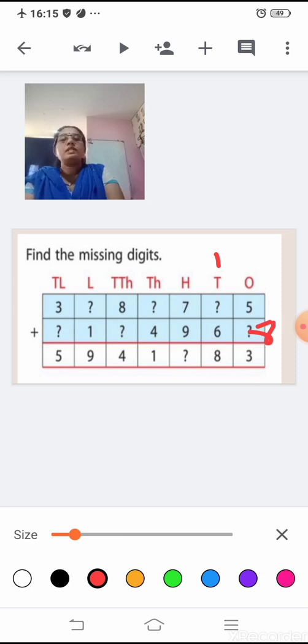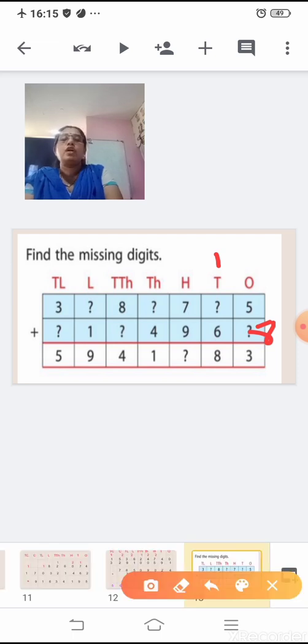Okay, now same way, here the first addend is not given. Now 8 is bigger than 6. So 6 plus 1 is already 7. Now to the number 7, what if I add a number? I will get the number 8. So it should be the number 1. Correct? So 6 plus 1 is 7, 7 plus 1 is 8.